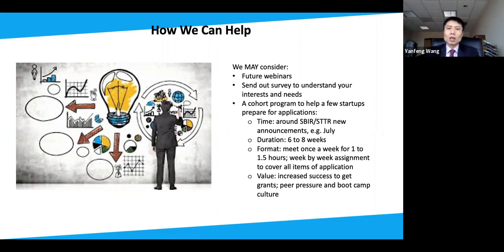The format can be, we meet once a week for 1 hour or 1.5. For every weekly meeting, there will be certain items we are going to help you or track you to complete. It's almost like homework. For example, in week 1, you need to finish items A, B, C. For week 2, you have to move on to complete items E and F. The value of this kind of cohort program is we want to generate a team effort, a coordinated effort, so that you are on track and have urgency to complete the application.